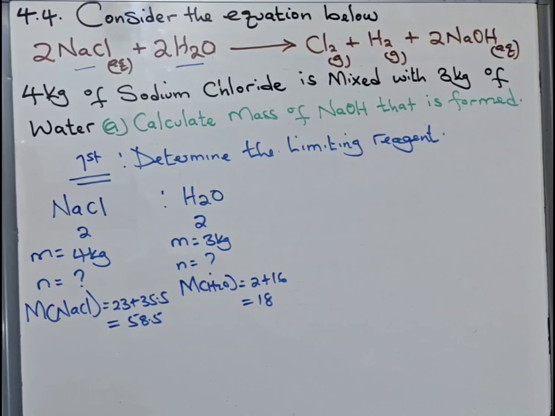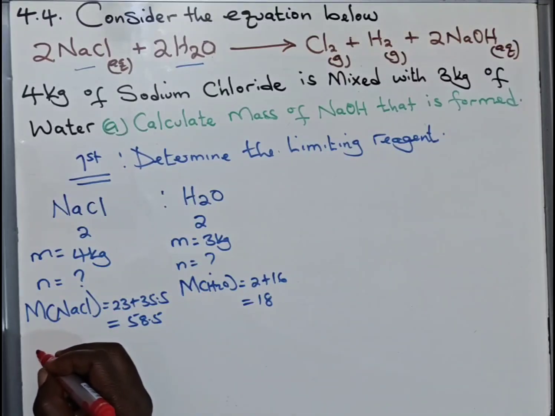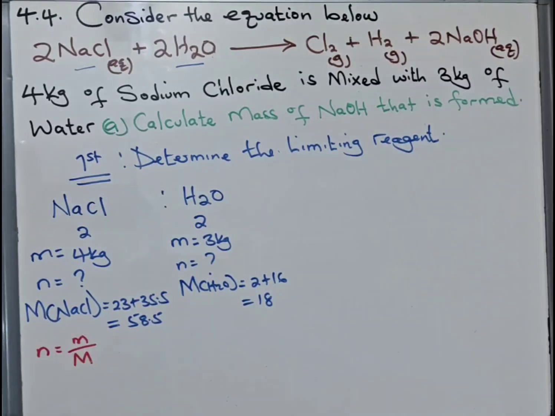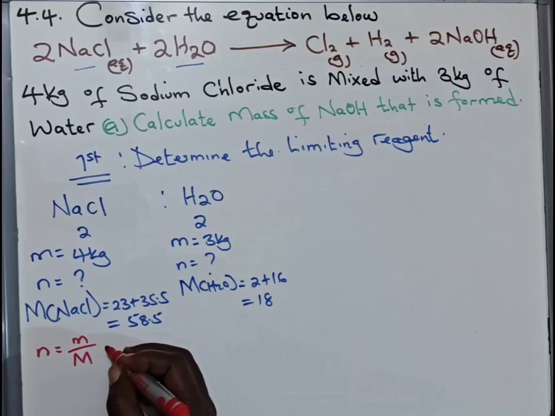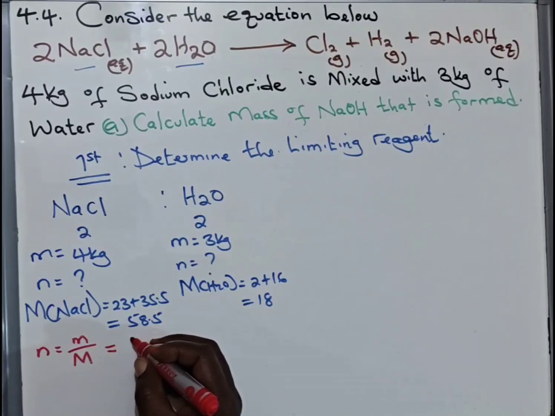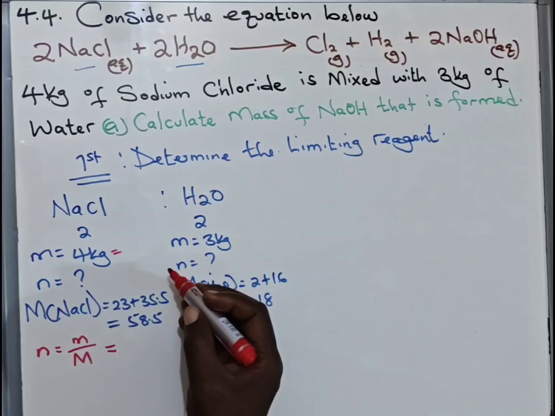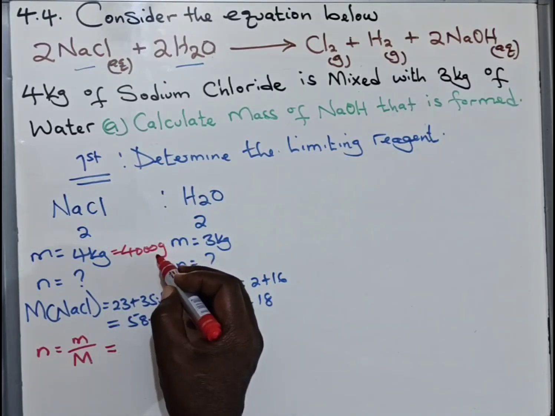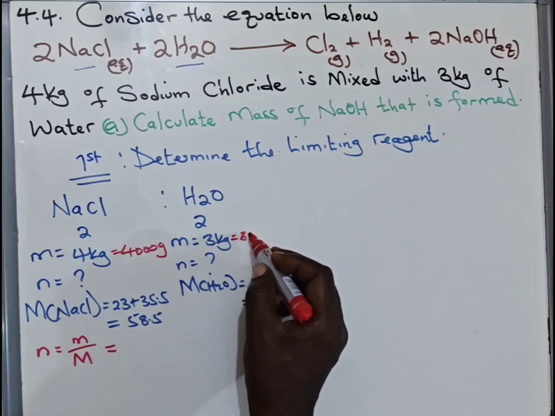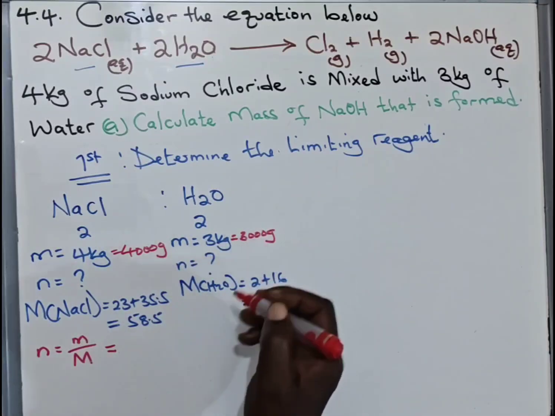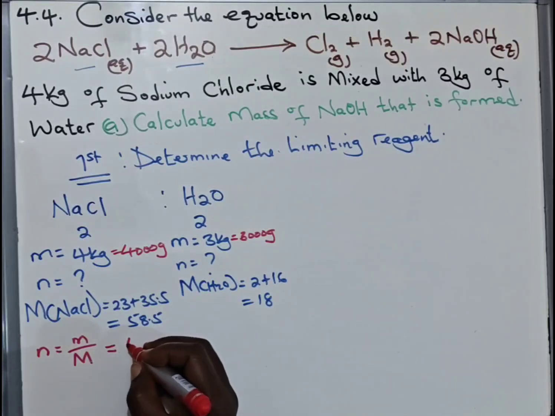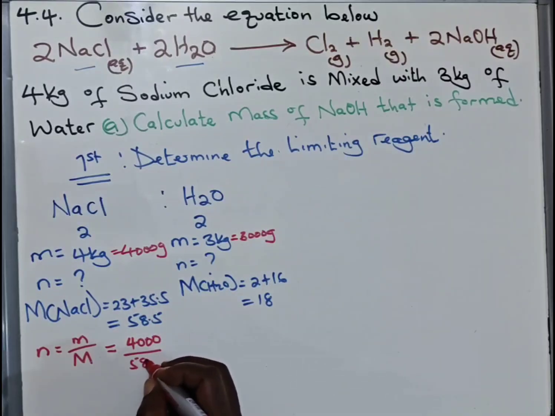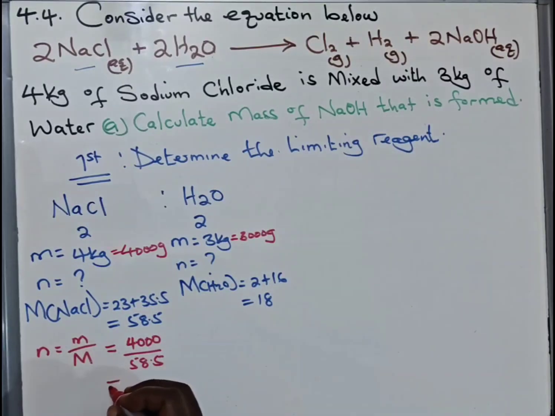We proceed to get the number of moles. In this case, n equals m over capital M. That's the formula. So do we know m? Yes. We have to know that our mass is supposed to be in grams. So what we have here is 4,000 grams. The same applies here, it's going to be 3,000 grams. So for sodium chloride we have 4,000 divided by 58.5. This gives the number of moles.